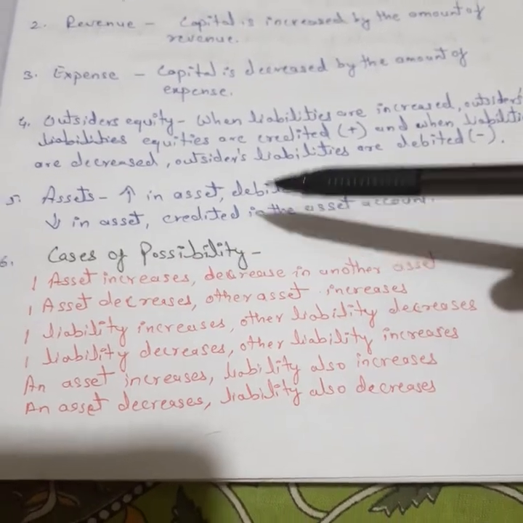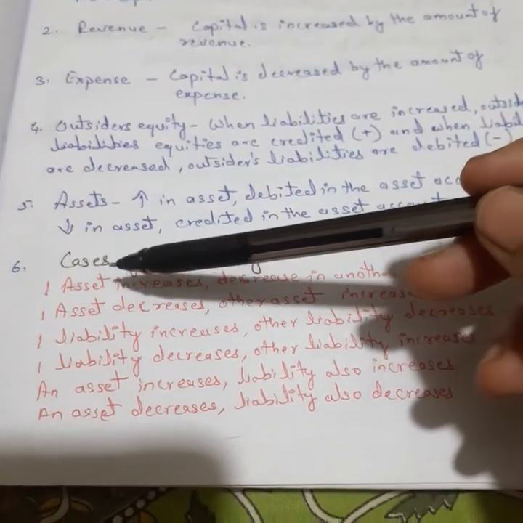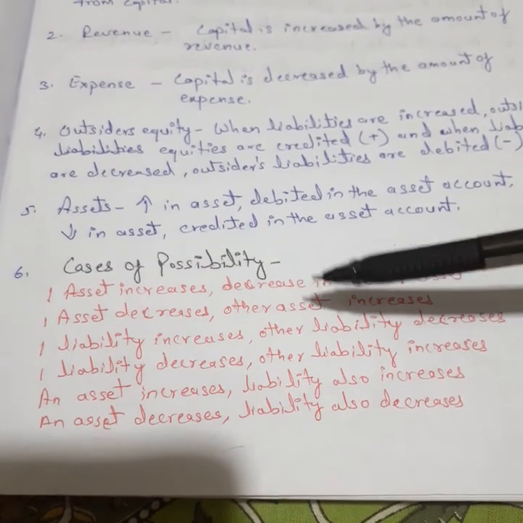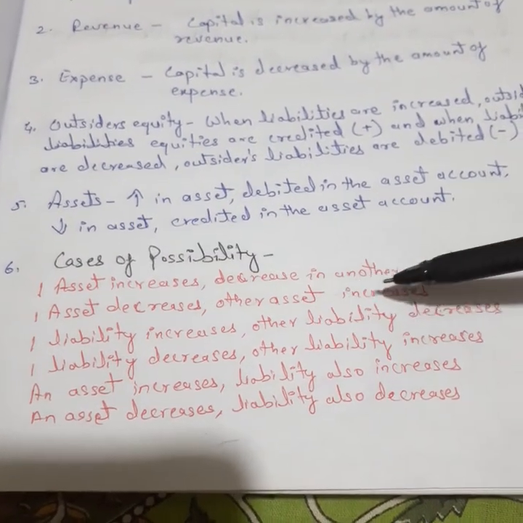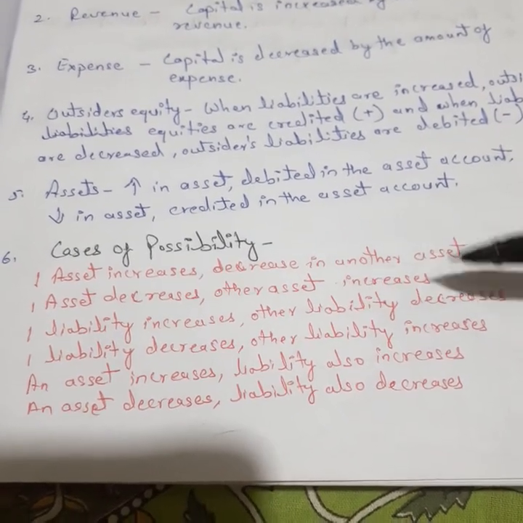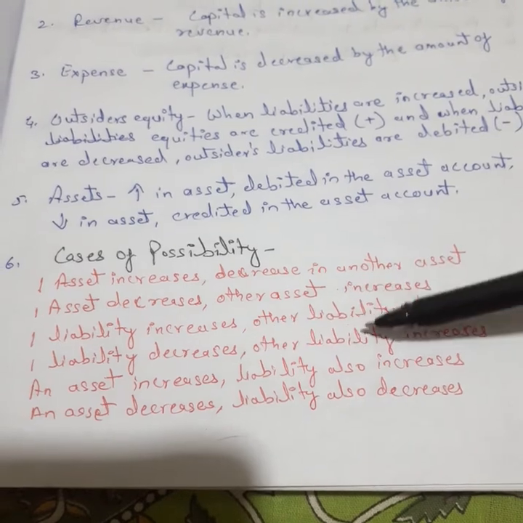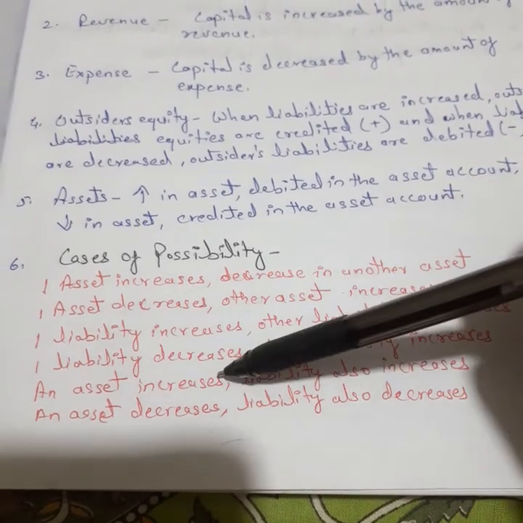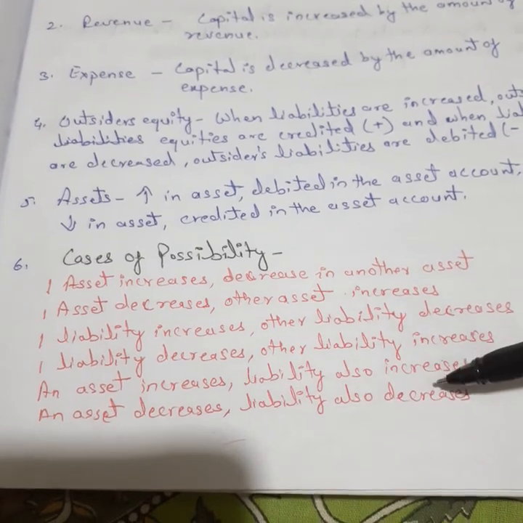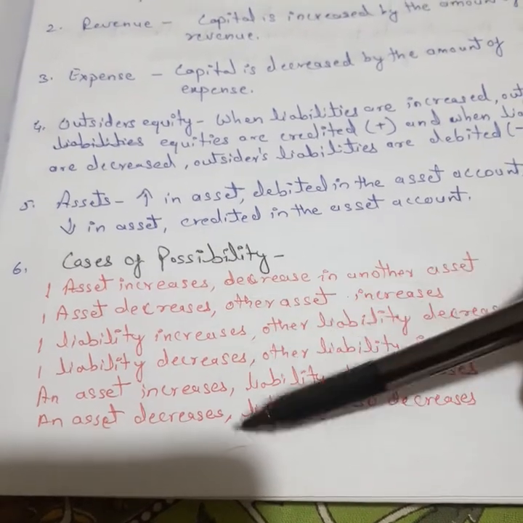Cases of possibilities, like the first says one asset increases and there is a decrease in another asset. One asset decreases, another asset increases. One liability increases and other liability decreases. One liability decreases, other liability decreases. An asset increases, liability also increases. An asset decreases, liability also decreases. So let's look into this one by one.